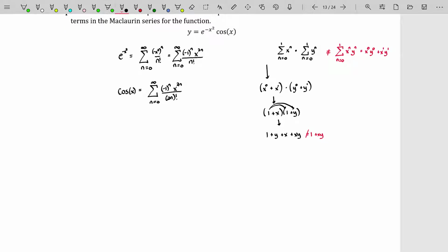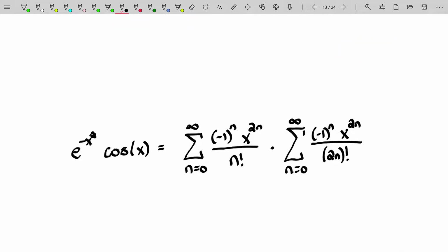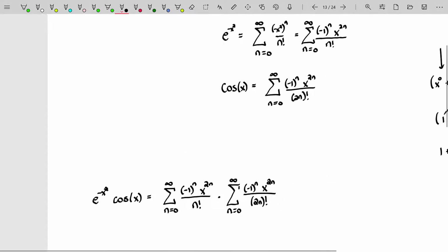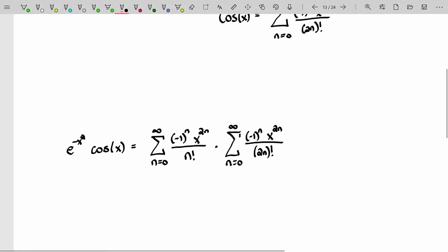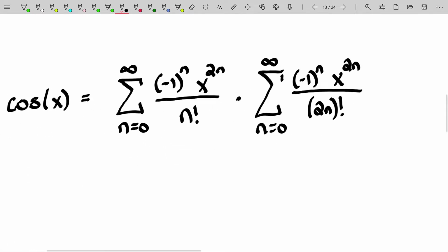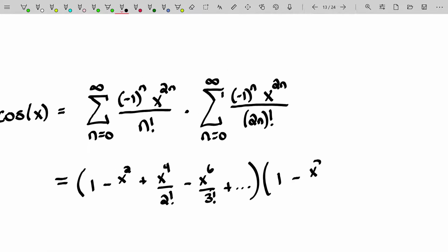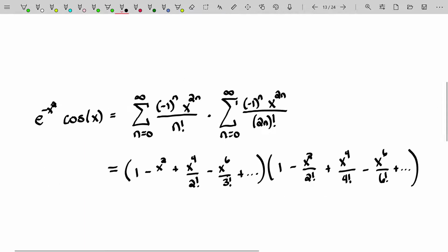Let me showcase this with some clean handwriting. There we go, e to the negative x squared times cosine of x. We have them there. They're the same as our power series up above. And let's go ahead and expand out each of those power series just a little bit. You don't need a ton of terms. Let's just expand out a few terms. Notice I went ahead and expanded both of those out until I got to the 6th power. I didn't really need that much, but I just wanted to showcase that.